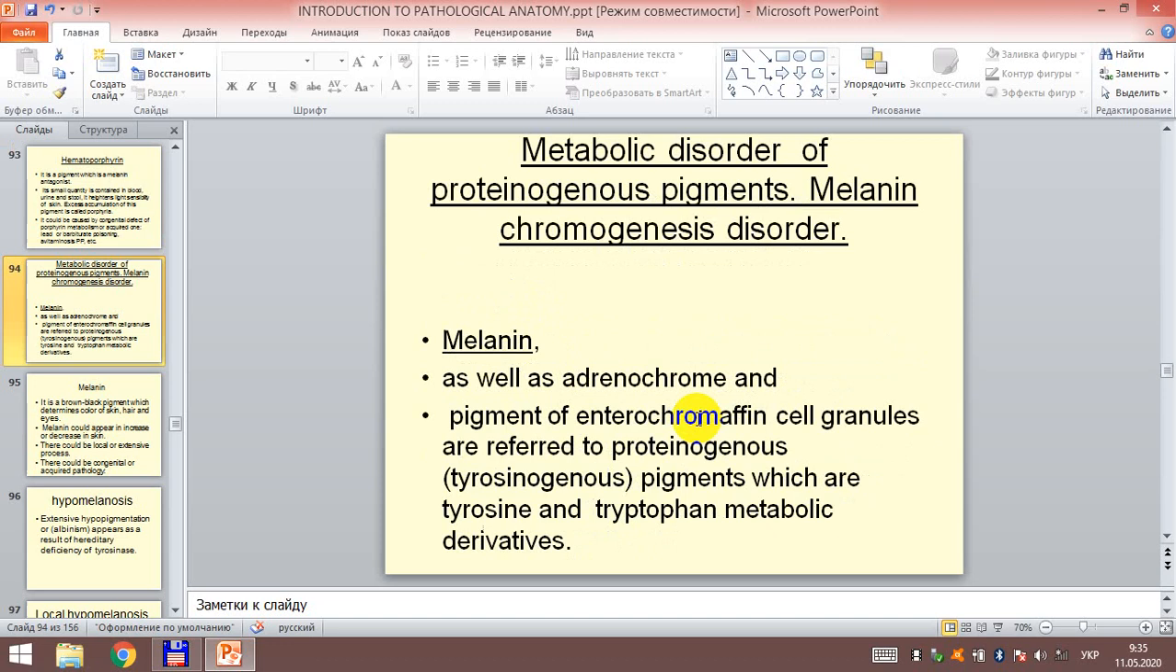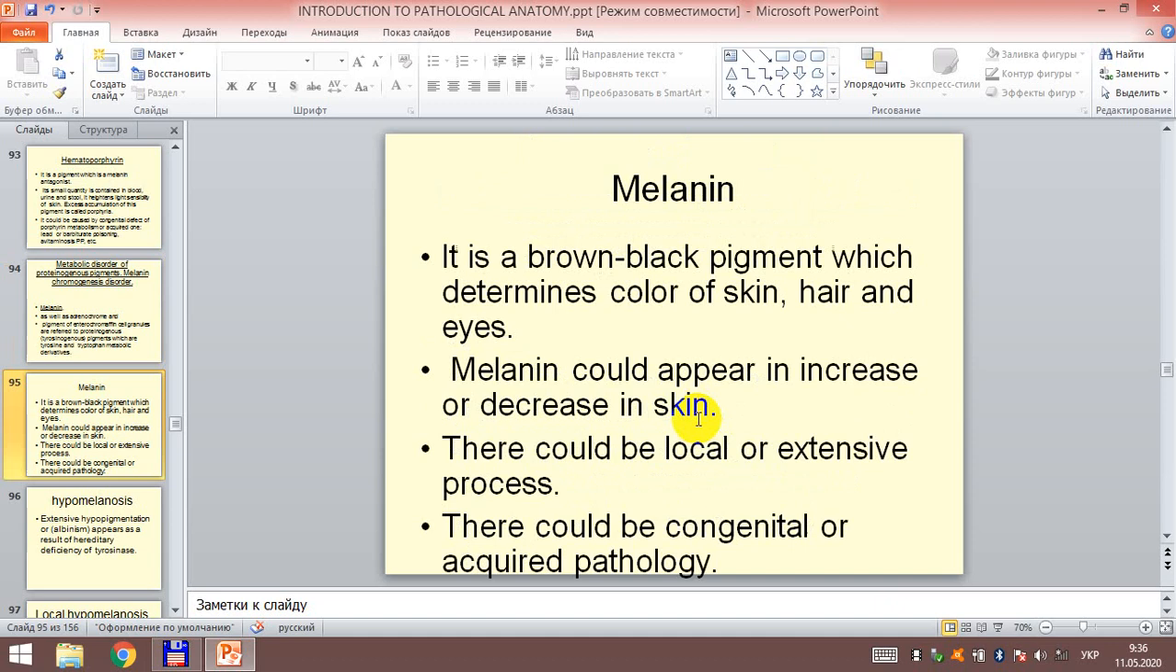Metabolic disorder of proteinogenous pigments. Melanin, as well as adrenochrome and pigment of enterochromaffin cell granules, are referred to as proteinogenous, tyrosinogenous pigments, which are tyrosine and tryptophan metabolic derivatives. Melanin is a brown-black pigment which determines the color of skin, hair, and eyes.